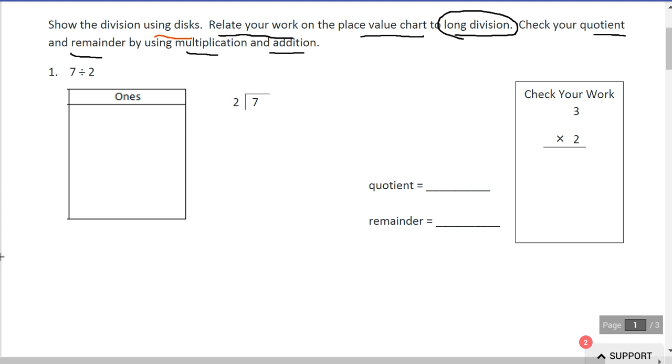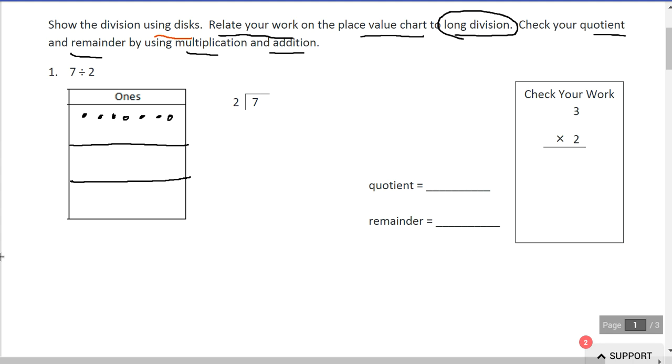Well, let's look at this. Let's start off with 7 discs. 1, 2, 3, 4, 5, 6, 7. It says divide that into 2. Okay, so that's what we're starting with. So let's divide that into 2 groups. We're going to take them and place them into 2 groups.